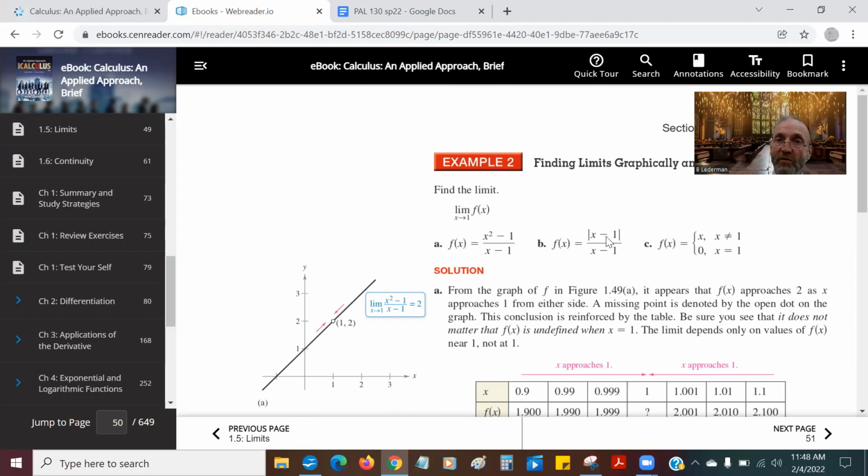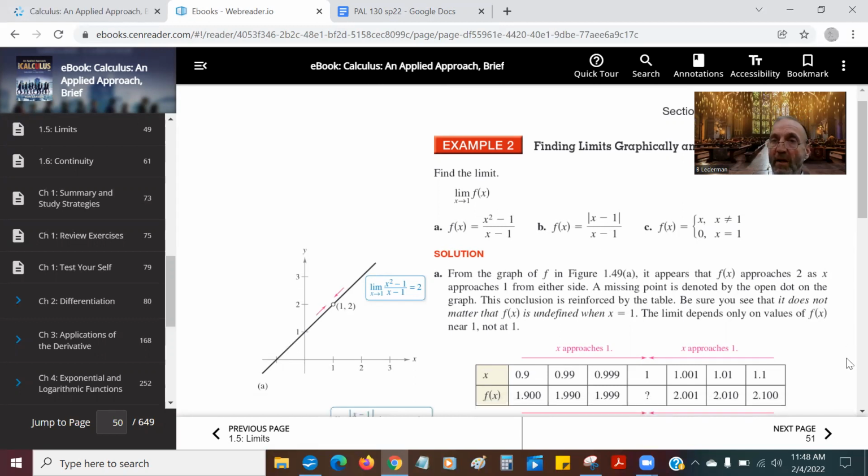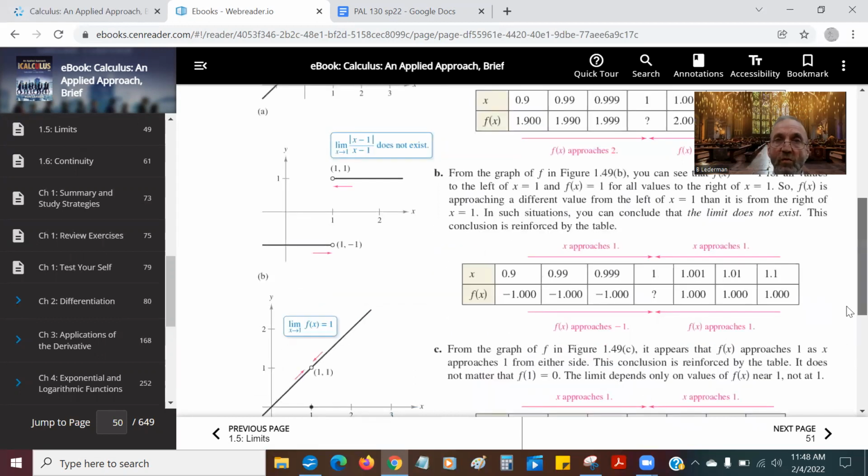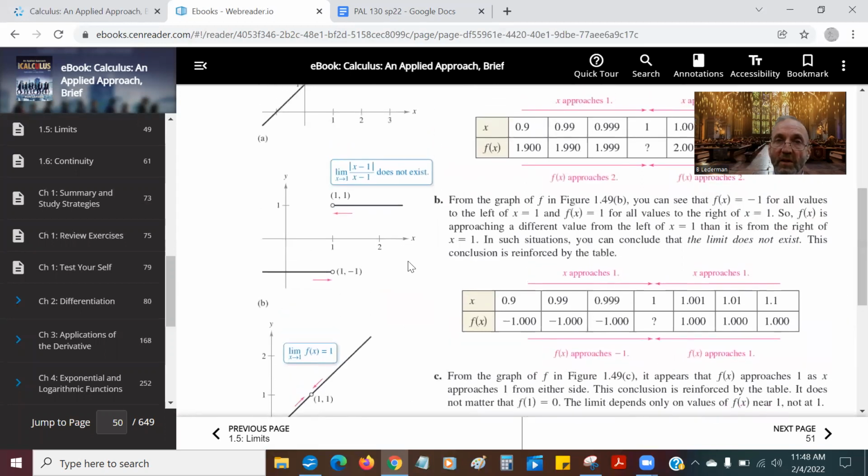All right, here is absolute value of x minus 1 over x minus 1. And again, the graph is going to look like this. And now it has a question mark here. Why is that? Because when x approaches 1 from the bottom, 0.9, 0.99, 0.999, then f of x approaches -1. In fact, it actually equals -1 the whole way through. But when x comes from the other direction, 1.1, 1.01, then the y value is 1 the whole way through. Well, what's the limit?